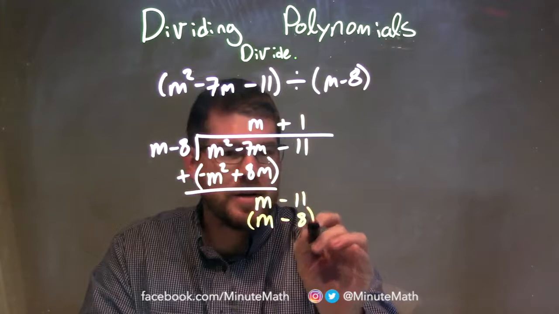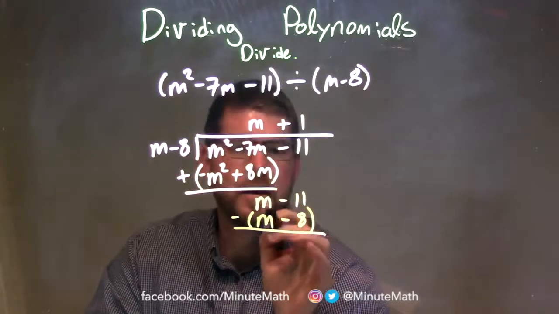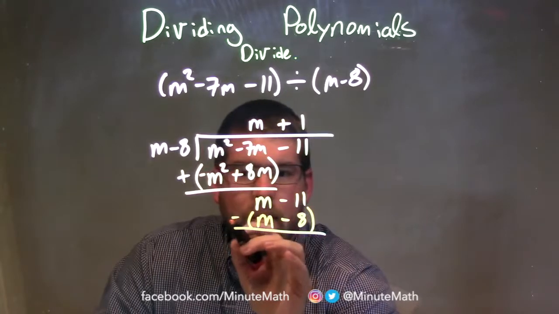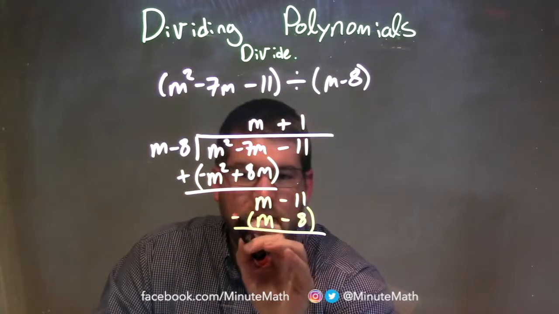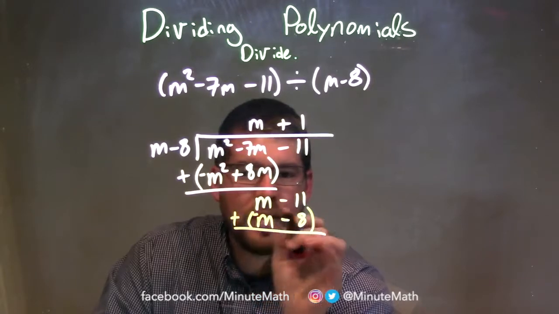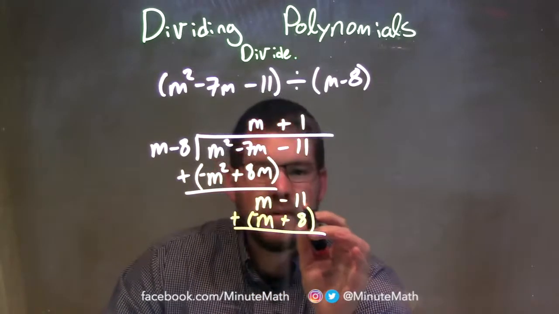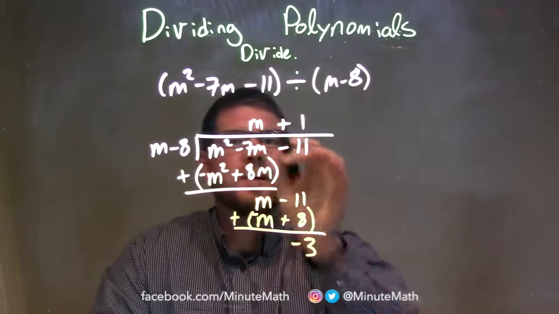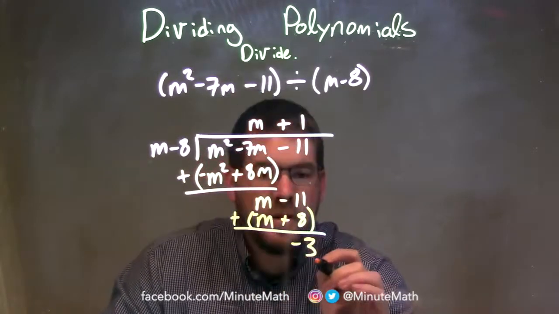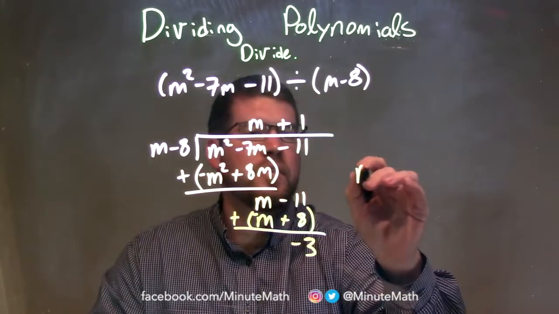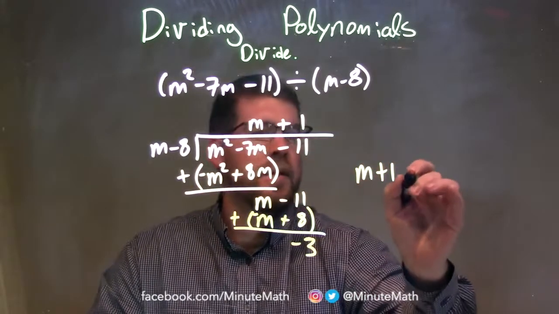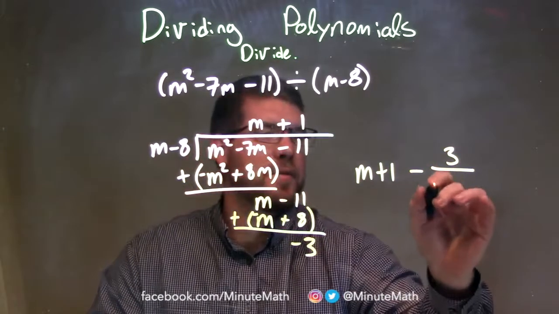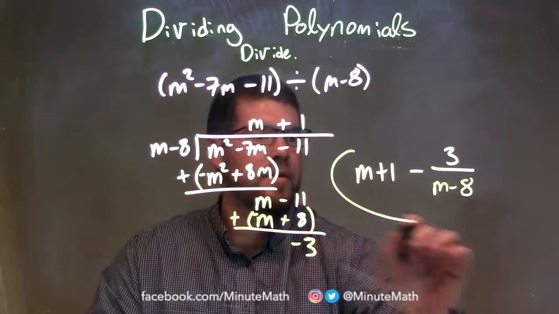But remember, we're subtracting these. Okay, subtracting them. So m minus m is just 0, great, and 11 minus an 8, or negative 8, right? So that minus sign we distribute, we can put it in there like that. So we have a negative 11 plus 8 is a minus 3. Since we finished, that minus 3 is my remainder, and so my final answer is just m plus 1, what's written up there, minus that remainder over our m minus 8. And there we have it, our final answer.